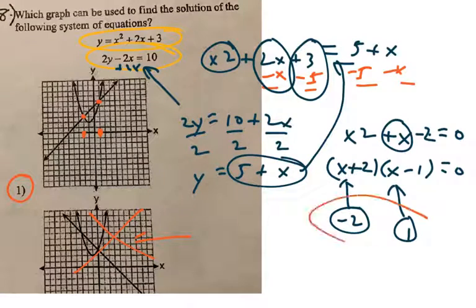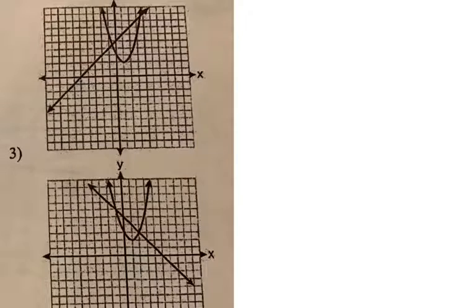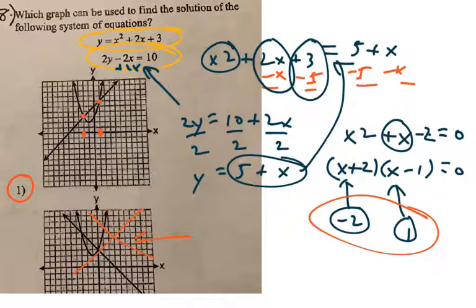Again, we're looking for negative 2 and 1. So here's negative 2. Notice this line does not cross the parabola at negative 2. No good there. This one here, there's negative 2. As you can see, nowhere on this line are the parabola and this line crossing each other. Remember, when you're looking for solutions, guys, you're looking for where they cross each other, right? And so that's why the choice would be number 1.